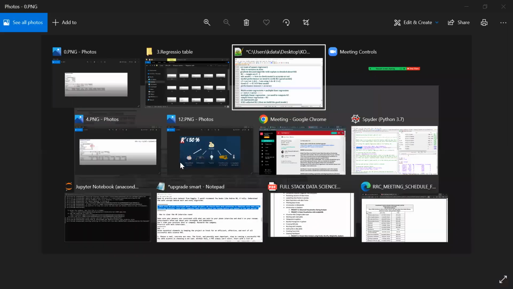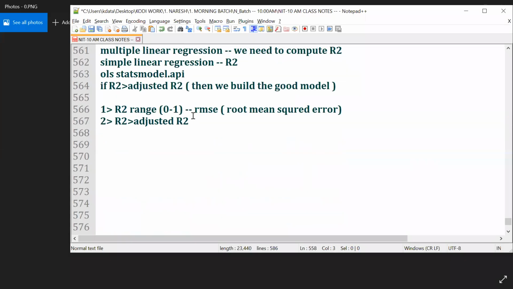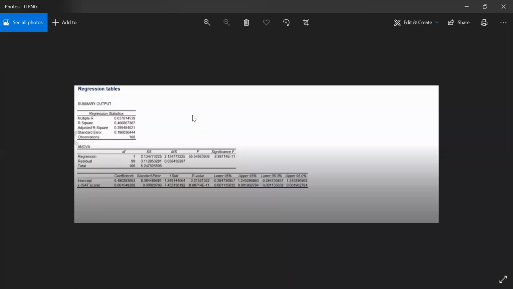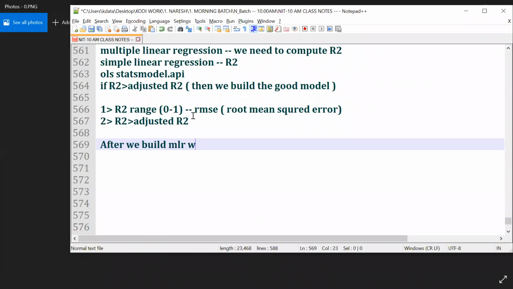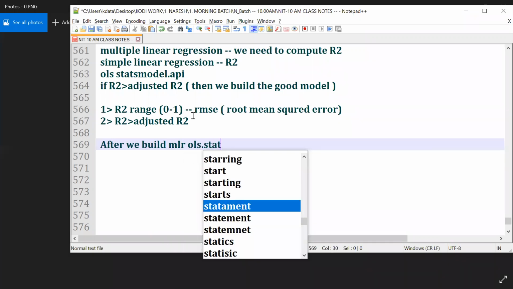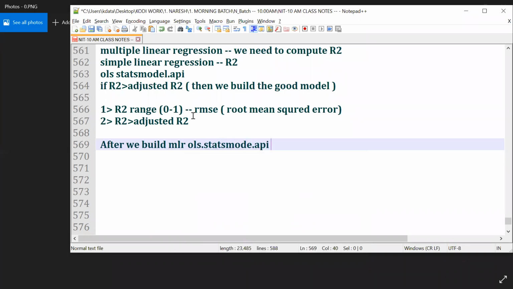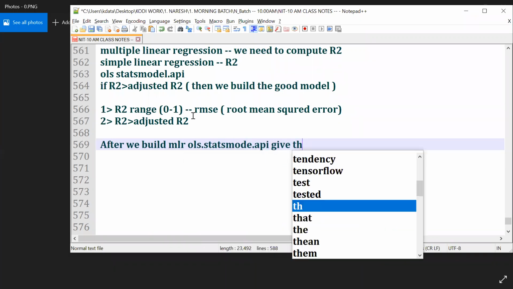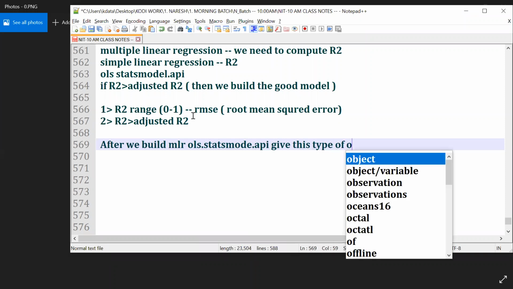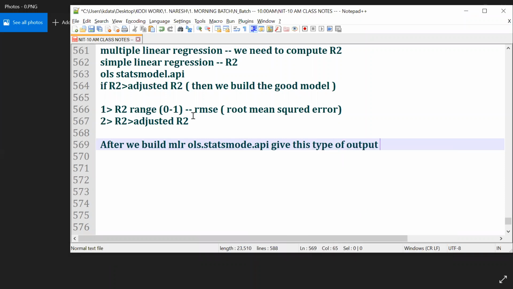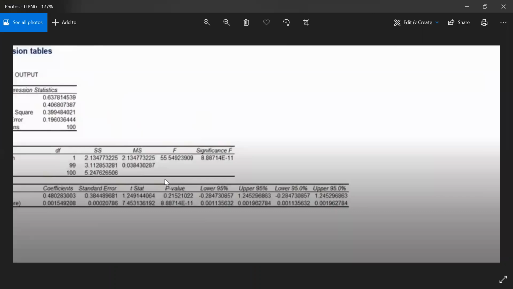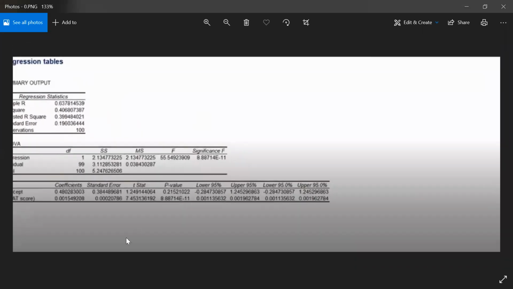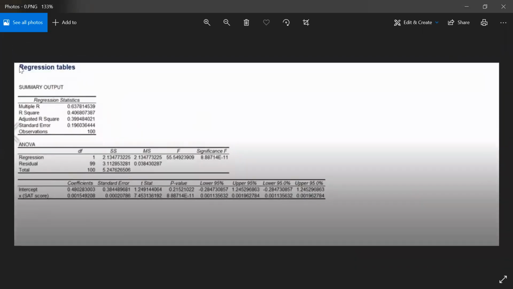After we build multiple linear regression algorithms, after we build MLR, the OLS statsmodels API gives this type of output. Understand what type of output? Let's look at this type of output. This is called a regression table, right?